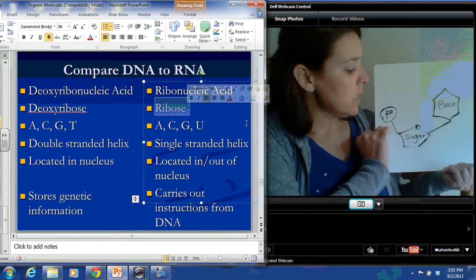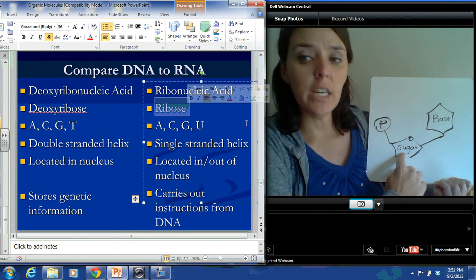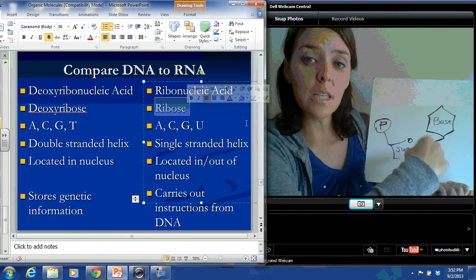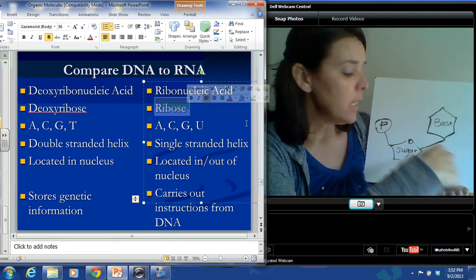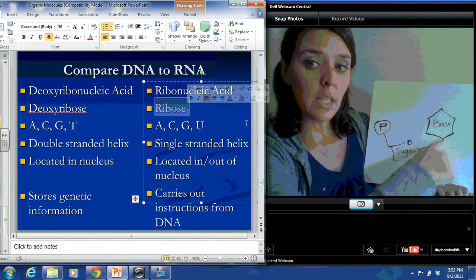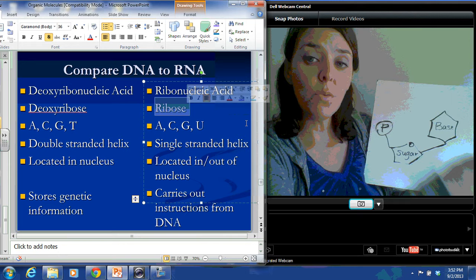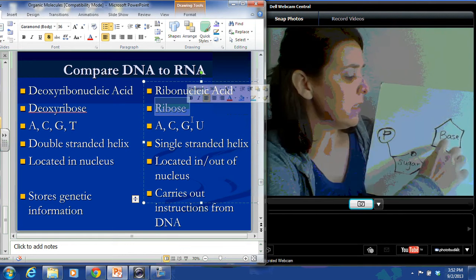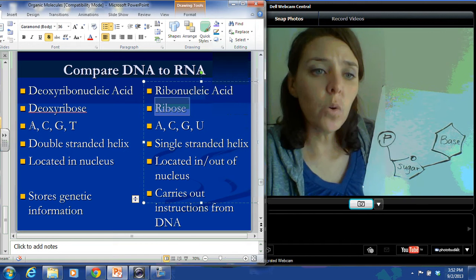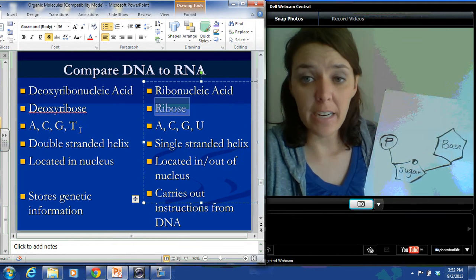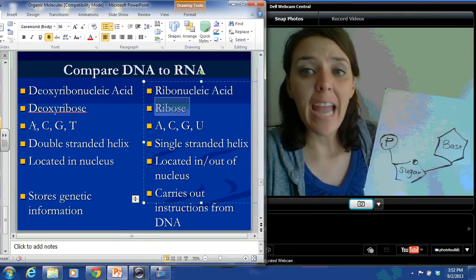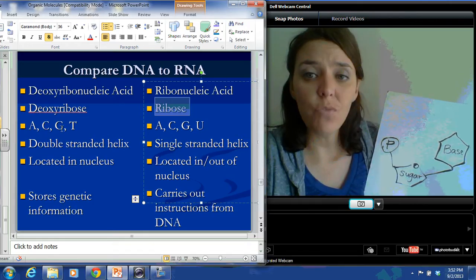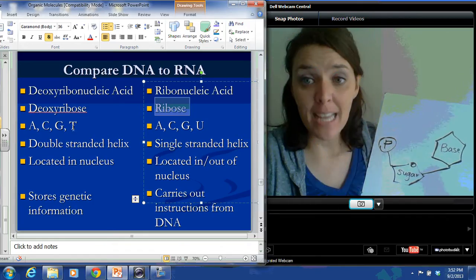So if we look at this drawing again, if this sugar is deoxyribose, then this whole nucleotide is a building block for DNA. If this is ribose, then this nucleotide is a building block for ribonucleic acid, RNA. Now let's look at the bases. So here's your base. There are 4 different bases that could be there. A stands for adenine, C stands for cytosine, G stands for guanine, and T stands for thymine.